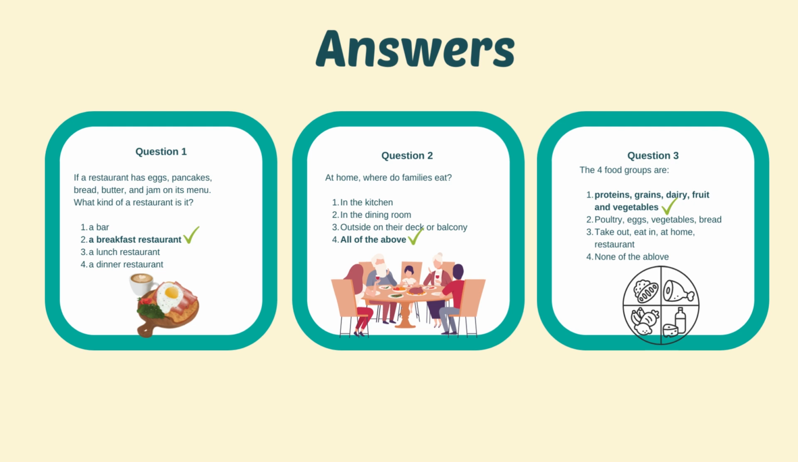And the answers are: if a restaurant has eggs, pancakes, bread, butter, jam on its menu, what kind of restaurant is it? It's a breakfast restaurant. At home, where do people eat? In the kitchen, in the dining room, outside, on their deck or their balcony? All of the above. The 4 food groups are grains, proteins, dairy, fruit, and vegetables.